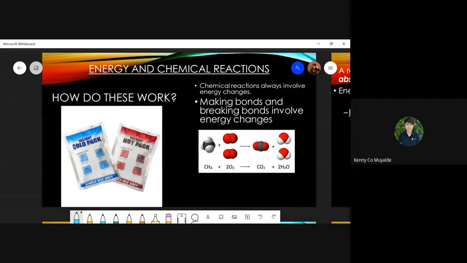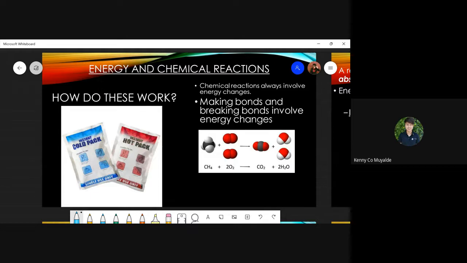Paano nga ba gumagana ang cold pack at hot pack? So, when we say chemical reactions, ito yung rearrangement of atoms. Okay? Now, when atoms rearrange themselves, when they undergo chemical reaction, it always involves changes in their energy. Either they will gain energy as they undergo reaction, or they will release energy as they go through the reaction. Now, this arrangement of atoms also involves creating bonds. Nandito yung mga metallic bond, covalent bond, ionic bond. And in breaking these bonds and in creating bonds, energy is always involved.